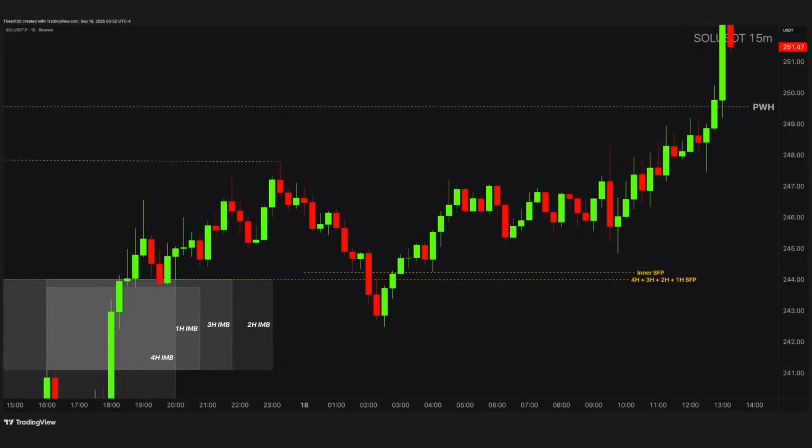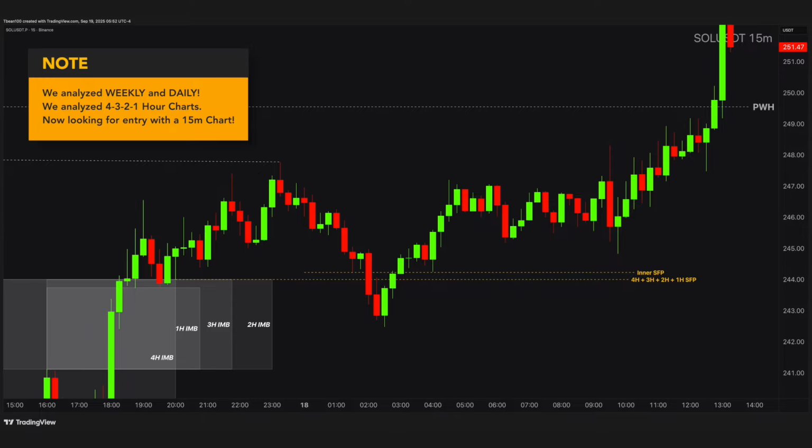Now I have dropped down to the 15-minute chart. Please pay close attention here. We started from the weekly time frame, then moved down to the daily. After that, we carefully looked at the hourly charts, including the 4, 3, 2, and 1-hour time frames. And now we are finally here on the 15-minute chart. This is what I call a complete and clear top-down analysis.